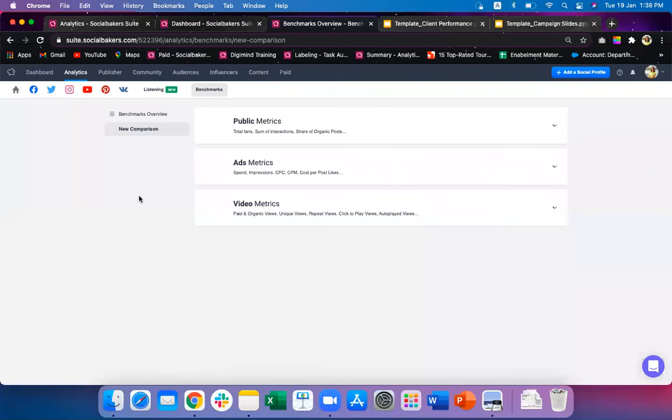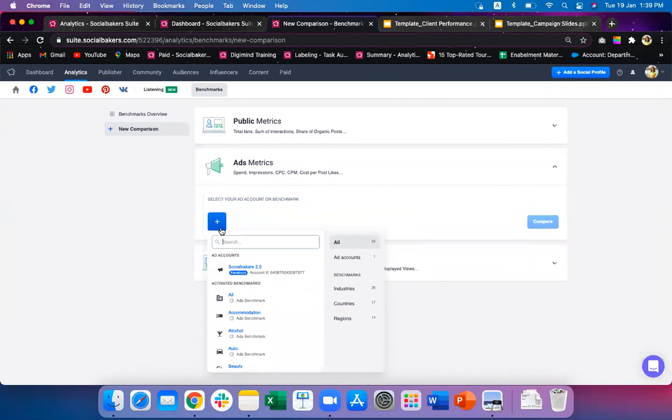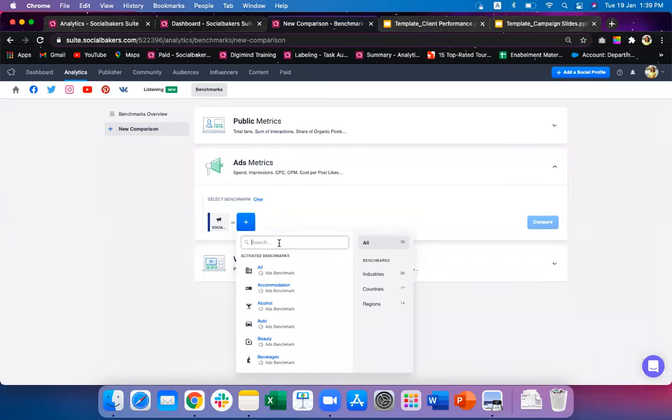Great. So basically, we have three kinds of benchmarks. We have videos, specifically for Facebook. We have ads for your ad account, and we have the public metrics. If you go to the ad account, you'll be able to add your ad account, let's say Social Bakers, and then you can compare it with GCC.